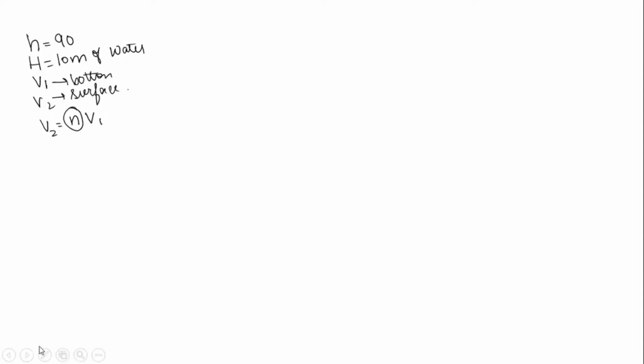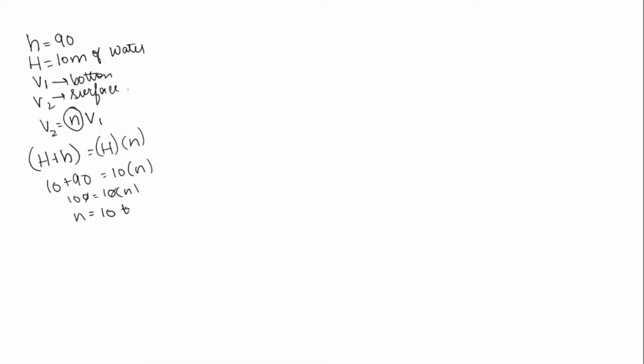We can use the formula capital H plus small h is equal to capital H into n. Capital H is 10, small h is 90, is equal to capital H, 10, into n. This becomes 100. 100 is equal to 10 into n. So n is equal to 10 times.